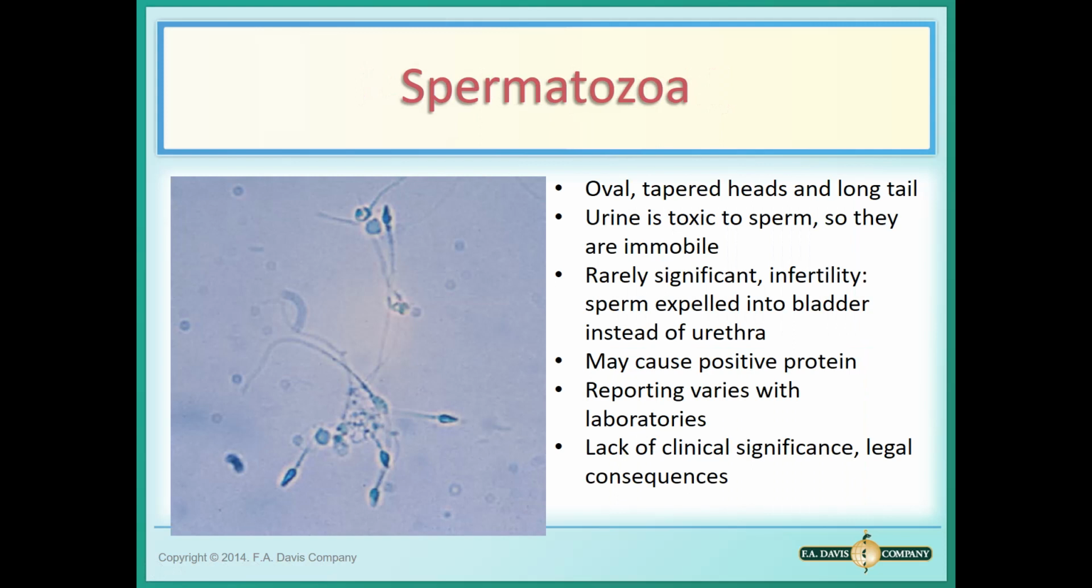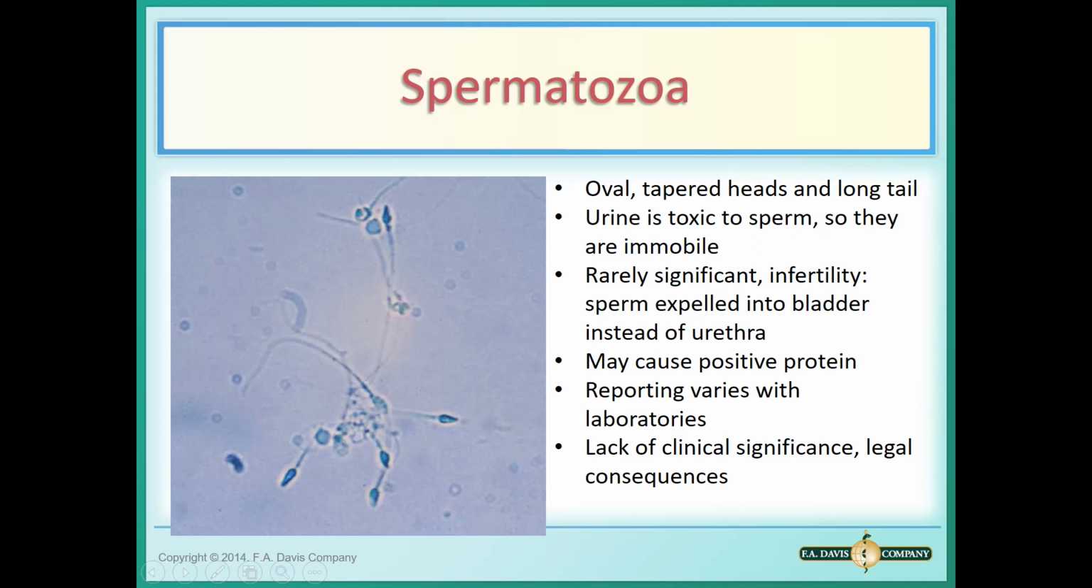Sperm in the urine can be normally seen in the urine. Whether we report it or not is lab to lab dependent. If we are in a lab with a men's health clinic where maybe they're doing vasectomies, we're going to make sure we report sperm in the urine probably. If it's a typical hospital lab, you may not. And we're going to do a whole chapter on sperm counts, or at least go over them.